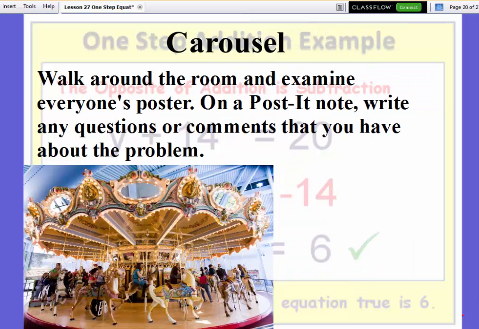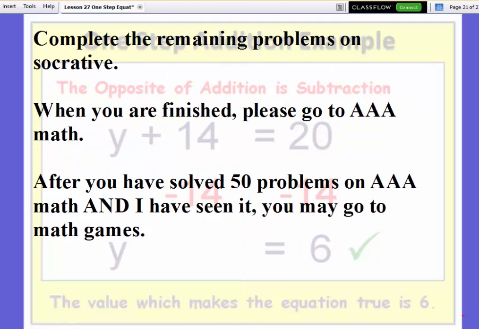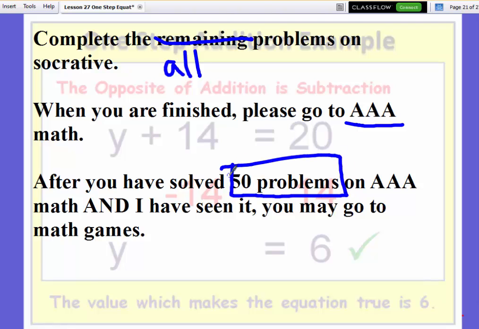Alright, if you are working on the computer, I'm going to have you skip the poster creation. You're going to skip the carousel, and you're going to follow these directions. Your directions, though, are going to be a little bit different. I want you to complete all of the problems. This says remaining. You're going to complete all of the problems on Socrative. When you're finished, go to AAA Math. I will have told you at the beginning of class which AAA Math you're doing. And then after you've solved 50 problems on AAA Math, and I've seen it, then you may go to Math Games. Alright, have fun on your Socrative.